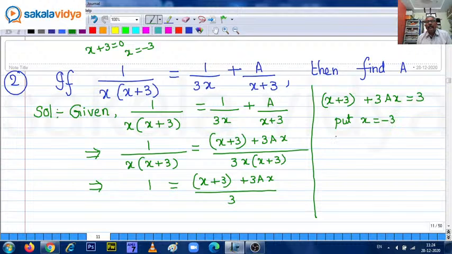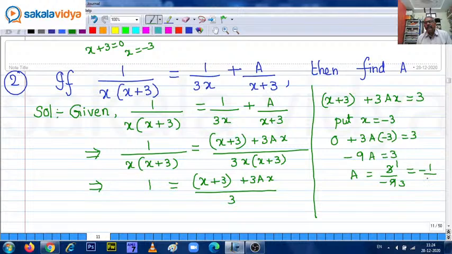So then what do you get now? Minus 3 plus 3, 0. We can write 3a times minus 3 equal to 3. We have this is minus 9a equal to 3. A equals 3 upon minus 9. 3 ones are 3, 3 threes are 9. So this is minus 1 upon 3.